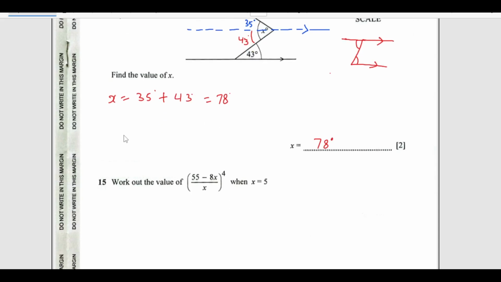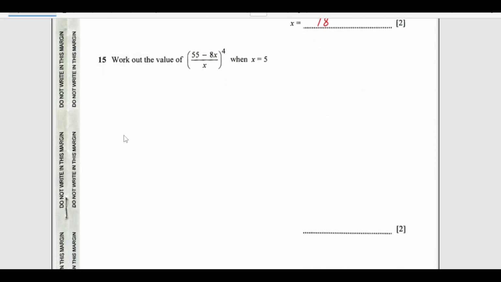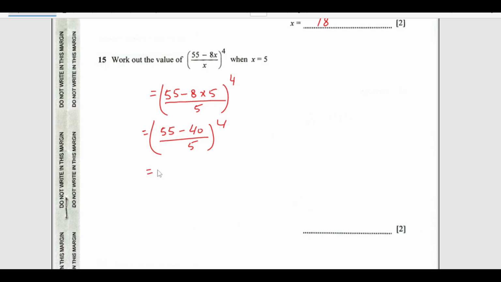Now number 15, work out the value of this when x is 5. Nothing else to do, just replace x by 5. 55 minus 8 times 5, over 5 to the power 4. So 55 minus 8 times 5 is 40, so we have 15 over 5, and then the power 4 here. So this is 3 to the power 4, which is 81. So the final answer is 81.